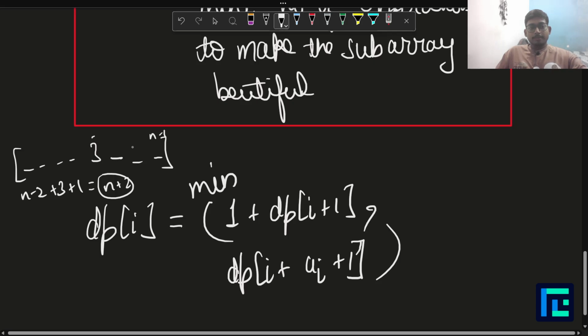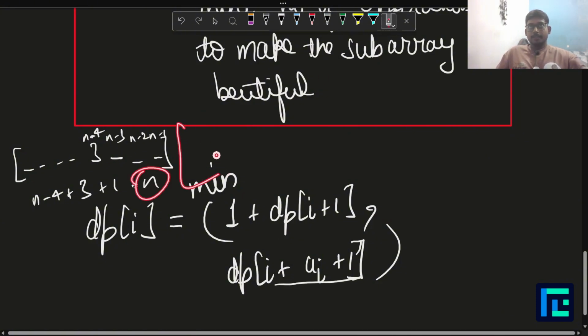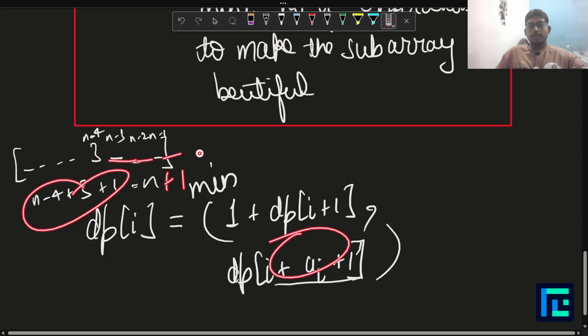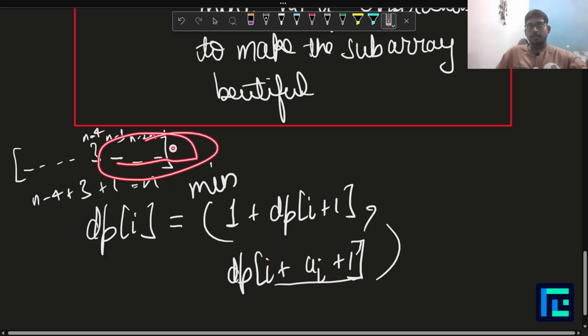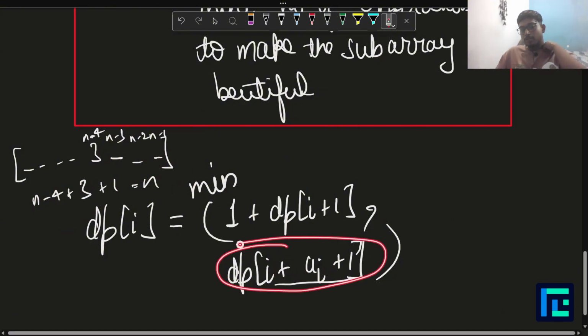So you would have n-1 here, n-2, n-3, n-4. Then we would have n - 4 + 3 + 1, this i + ai + 1, which would be n. So this n is fine. n just represents that there is nothing ahead of this. Even if you get n + 1, that basically means you cannot have three more elements here. So that one extra check you would have to have if you are using this.